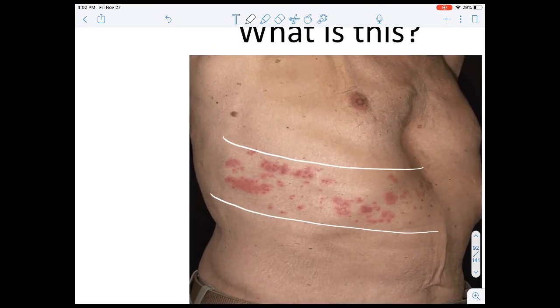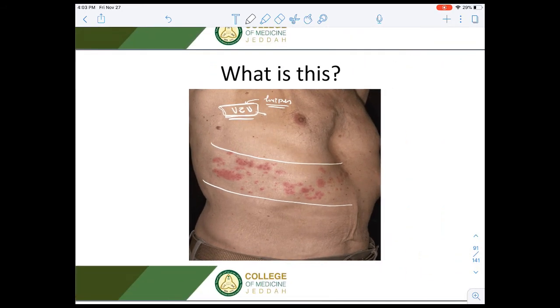And VZV, varicella zoster virus, is a member of the herpes virus family, right? And this is the same type of virus that causes chickenpox. A lot of us got chickenpox when we were children, I think. And VZV is the causative agent for that specific disease.